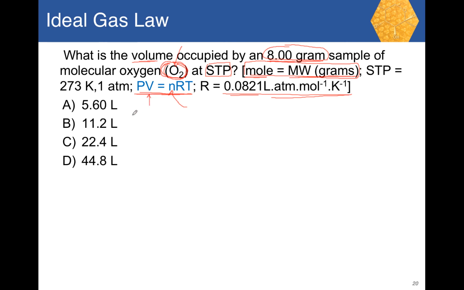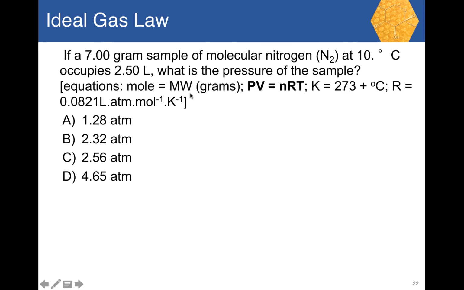Here are your choices. So you can pause the video here and really do the calculations, because the answer is on the next slide. The answer is 5.6 liters. Make sure you include the liters. So make sure you get that as your answer after plugging in the numbers and utilizing that equation, the ideal gas law. Here's another example.